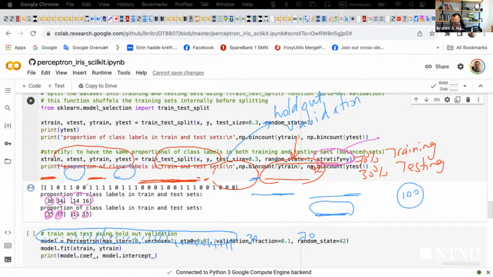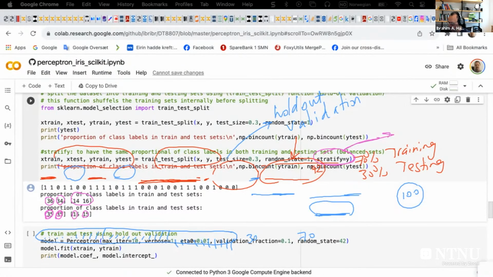So to avoid those complications, you can just select stratify equal y. Remember to use stratify equal y. When we use it, we will be sure that the two classes are equally represented.